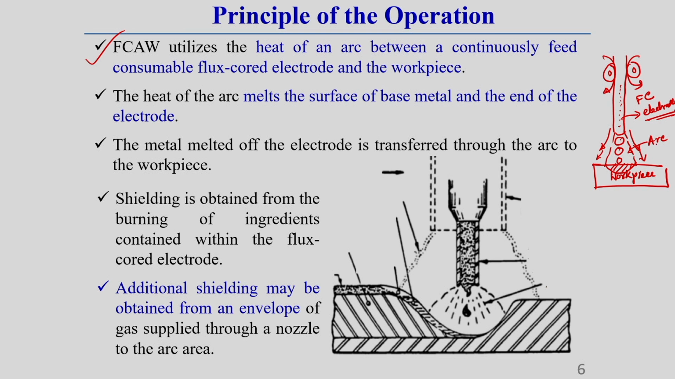This arc heats both the workpiece as well as the electrode, due to which melting of the electrode as well as the workpiece takes place. What I am telling, understand? Due to this melting of the electrode and workpiece, material deposition takes place over there, and due to this joining takes place. This is the main principle of this welding operation. Keep this thing in mind.